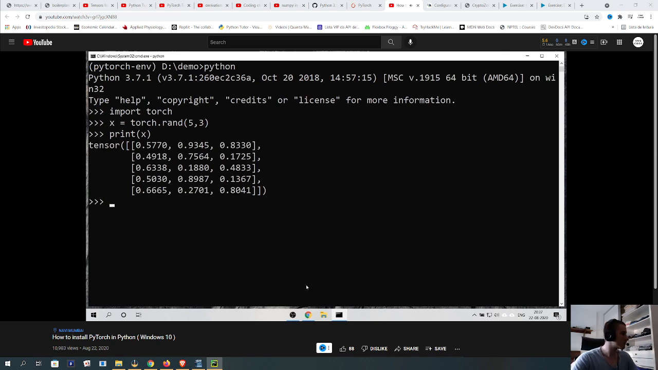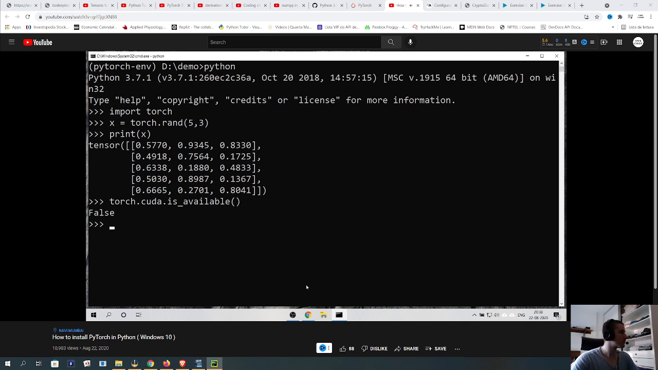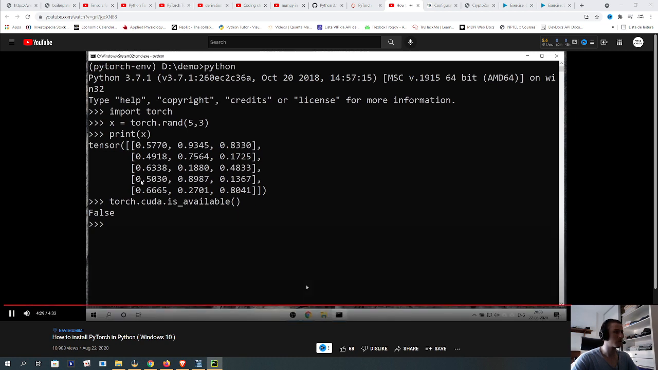If you are using a GPU and you have installed the GPU version, you can verify the GPU installation using the command torch.cuda.is_available. For me, it's showing false as I have not installed the GPU version. For you, it will show true or false depending upon the version you have installed.